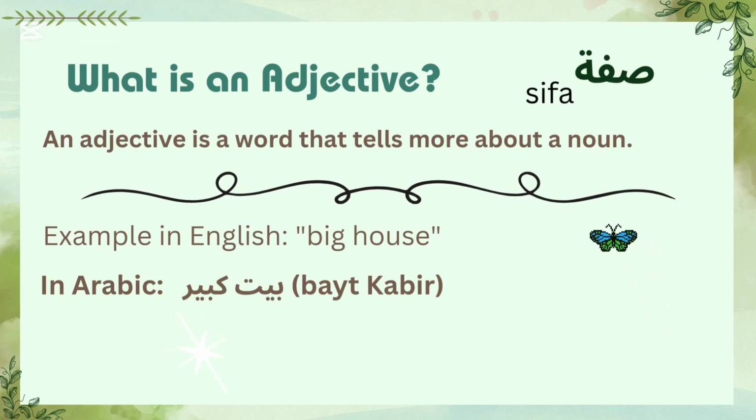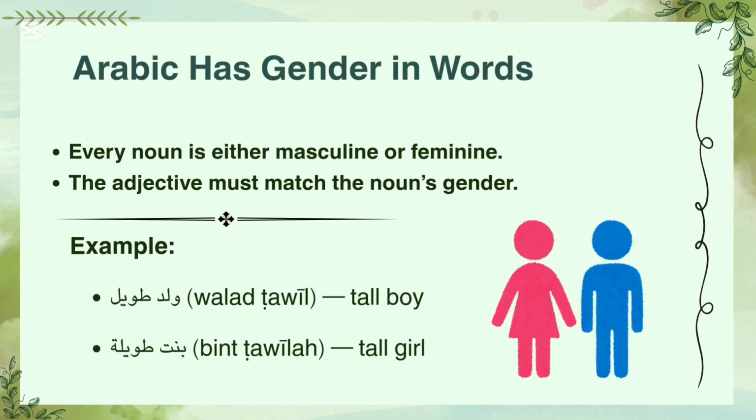But in Arabic, the adjective comes after the noun. For example, big house in English, and in Arabic, we say Bait Kabir. Bait means house, and Kabir means big. And last thing, what is the word adjective translated in Arabic? It is called sifa. In Arabic, adjective is called sifa.